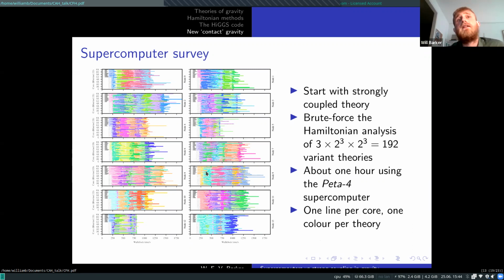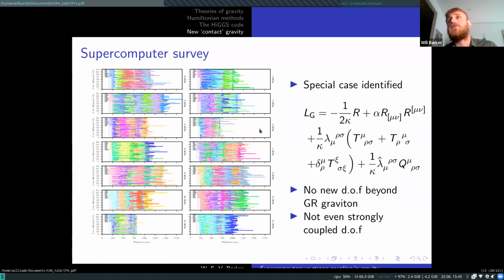So this is a plot from beginning to end of the computation, which takes about an hour. There are 14 nodes on the supercomputer. This is the Beta 4 supercomputer here in Cambridge. Each line here is the computational workload of a single core. Each color represents a particular theory. You can see it's just switching from theory to theory as it evaluates various brackets.